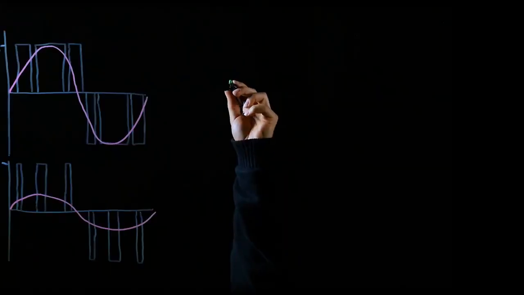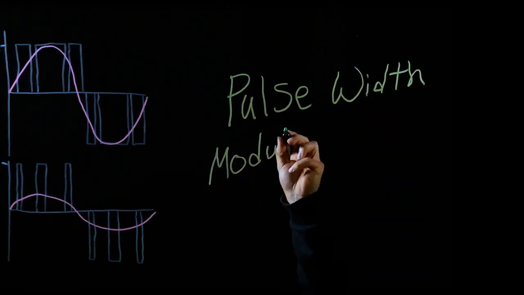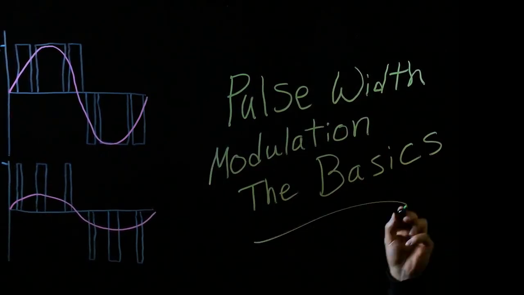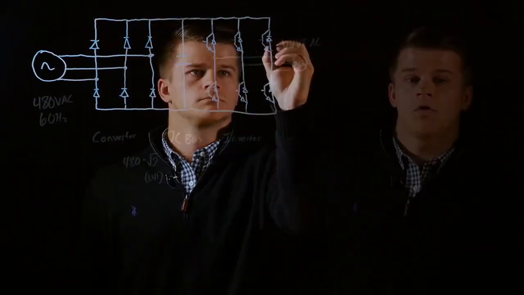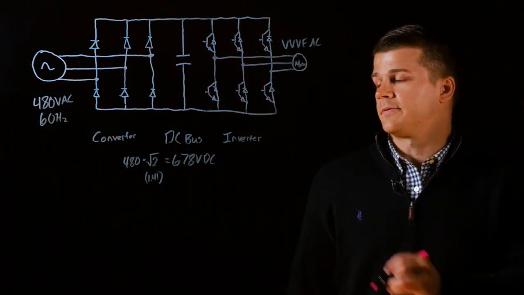Today I wanted to talk to you about the basics of a VFD and how it uses pulse width modulation to convert a 480 volt 60 Hertz AC input to a variable voltage, variable frequency AC output to a motor. Alright, so this is kind of a general overview of a basic VFD system.